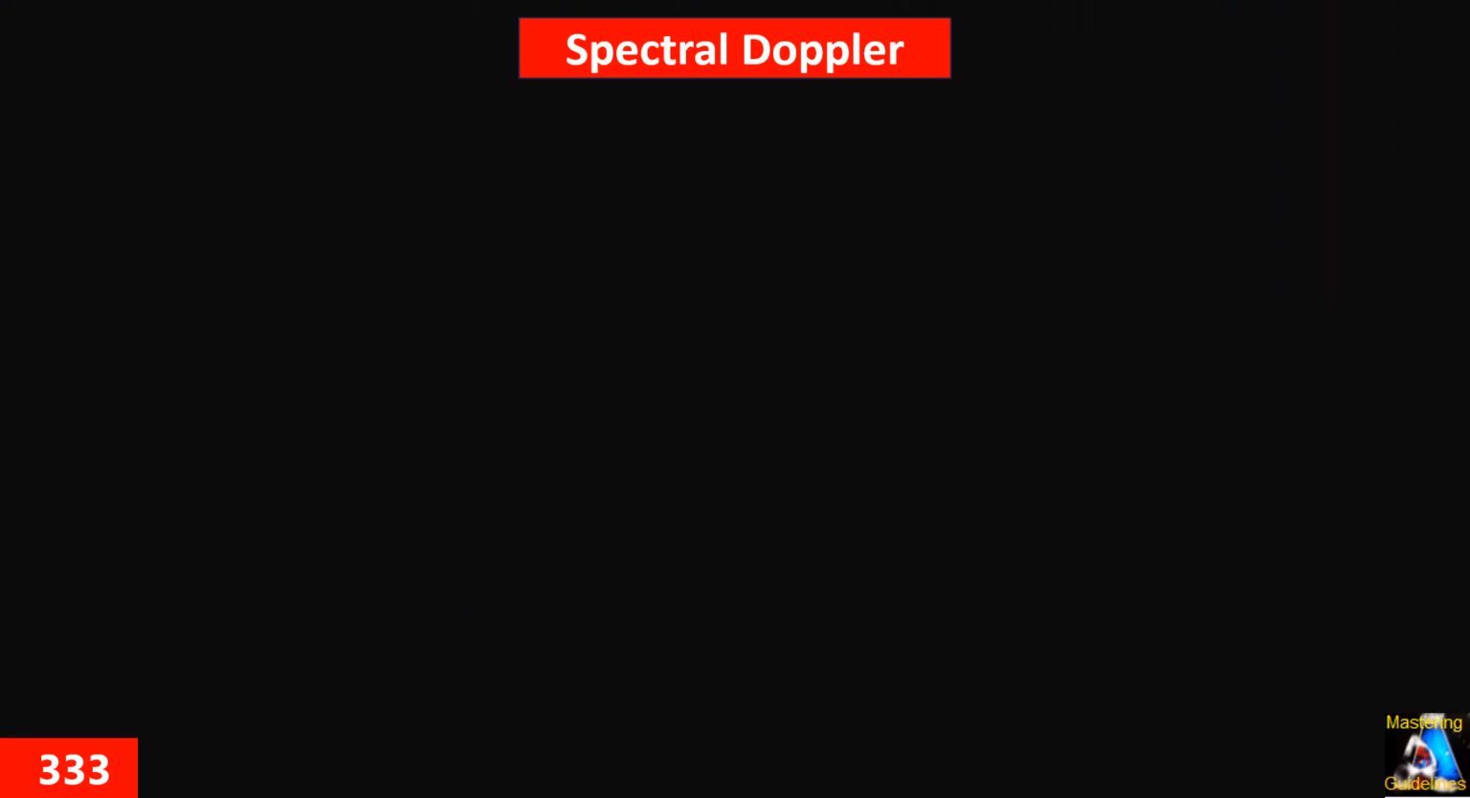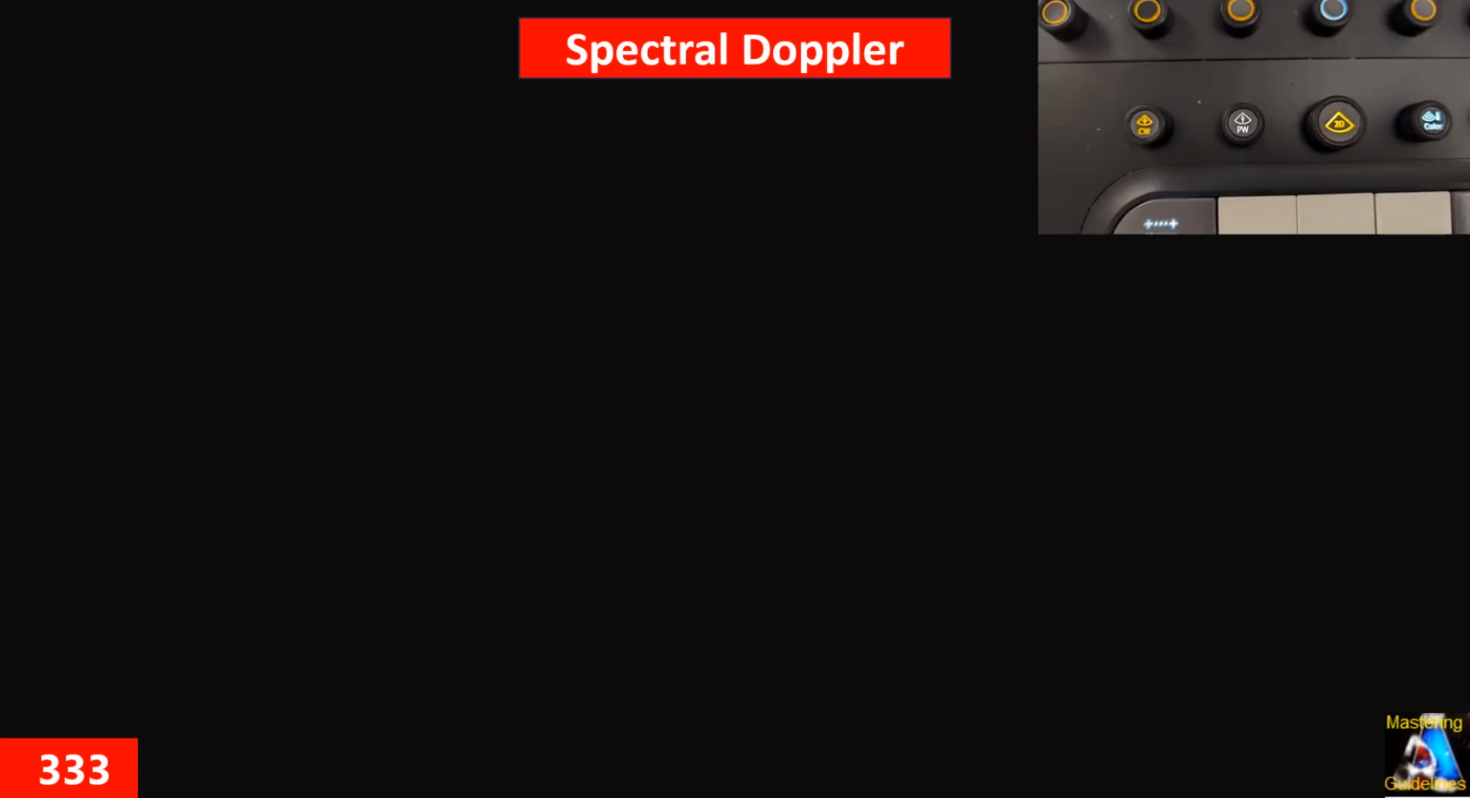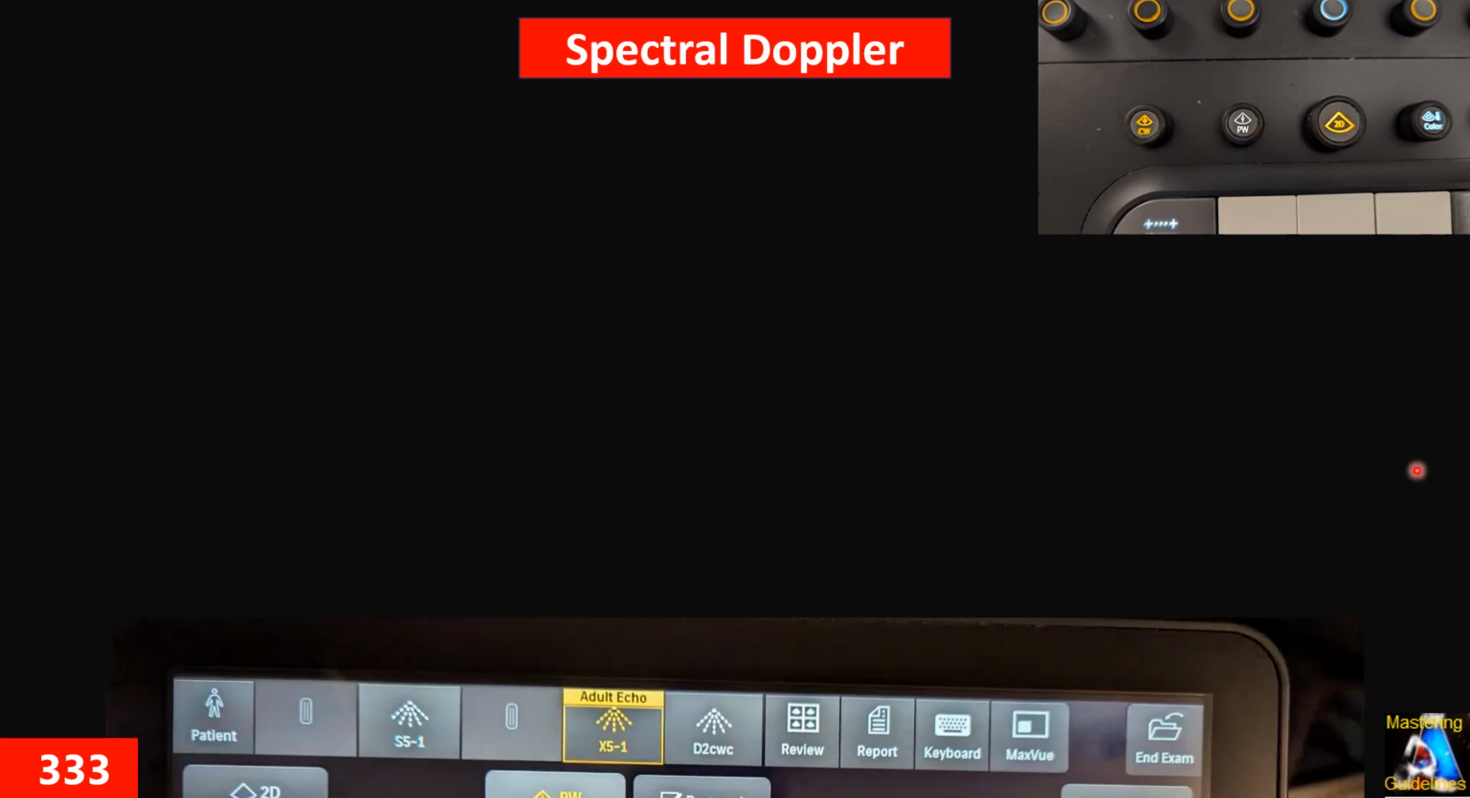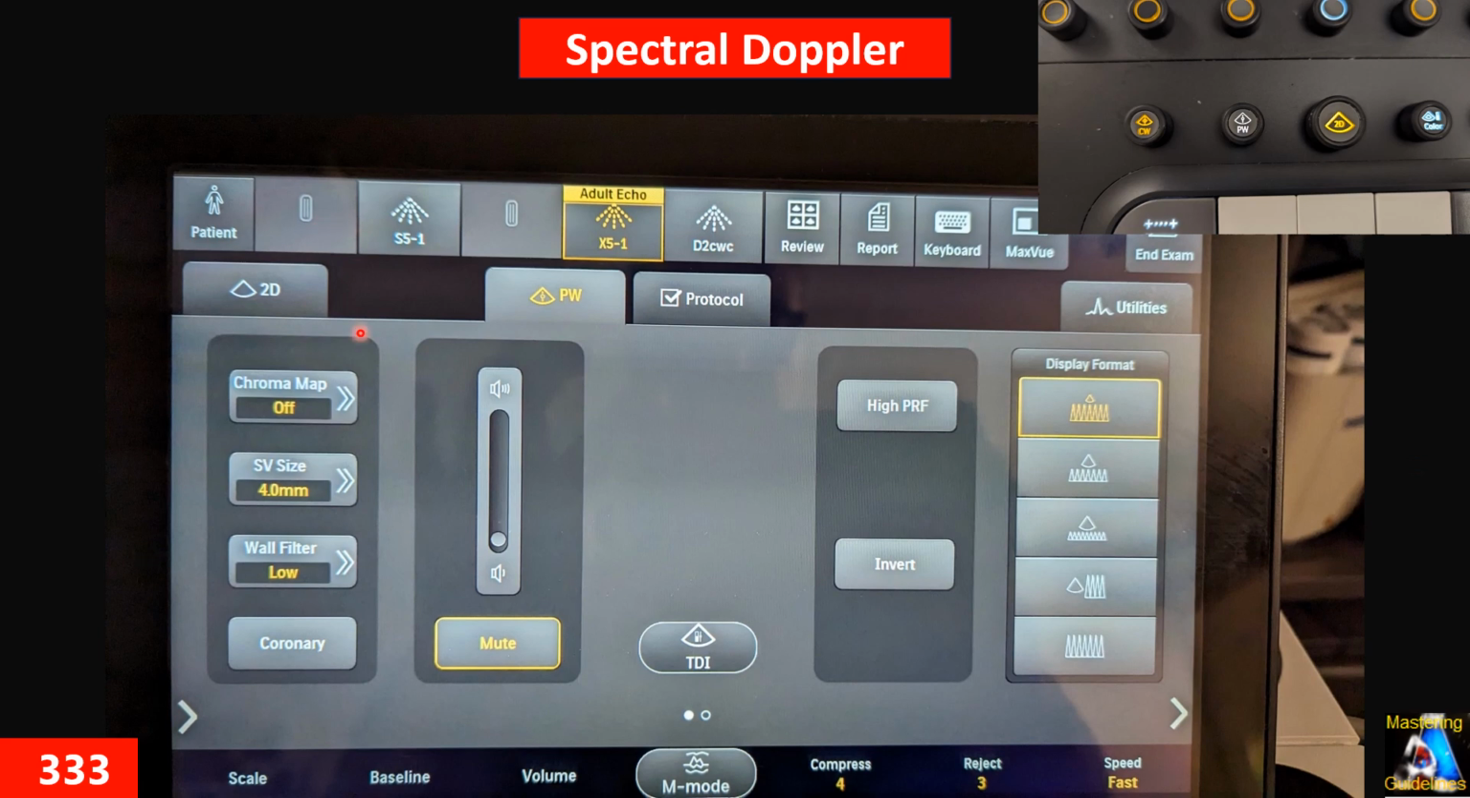Next application for Doppler is spectral Doppler, including pulse wave Doppler, continuous wave Doppler, and tissue Doppler. I'm not talking about the tissue Doppler in this clip. In the strain, we will talk over it. And when we select either of those two options, continuous or pulse wave, on the touch screen we will see the options for optimizing. We have many options for optimizing.